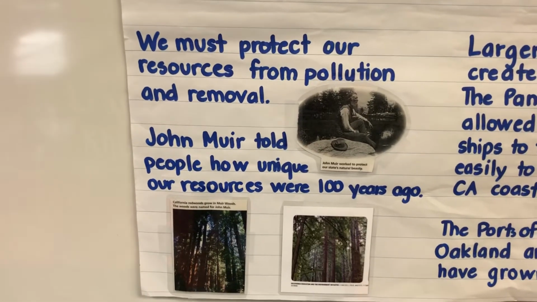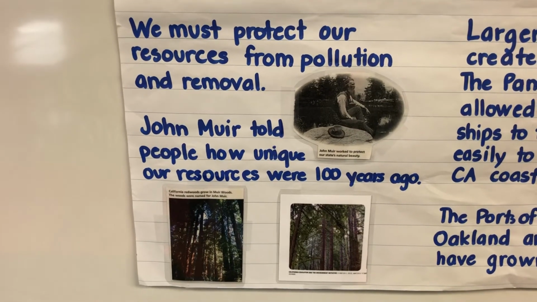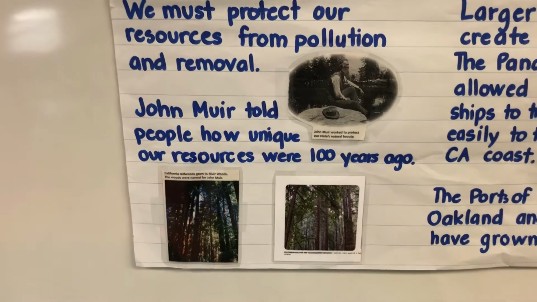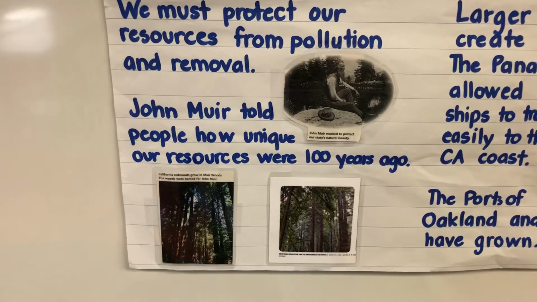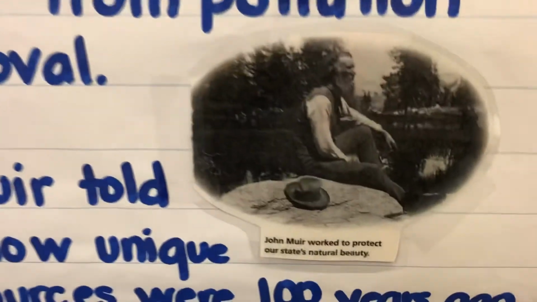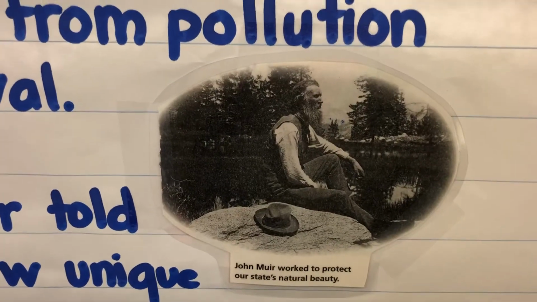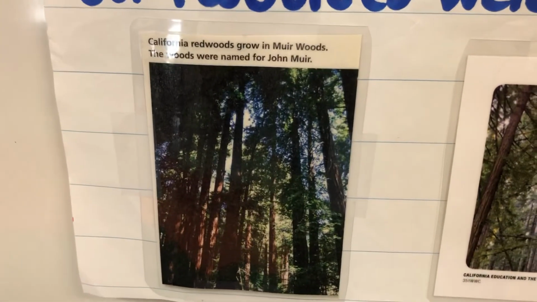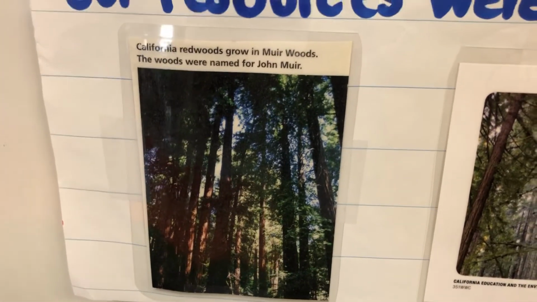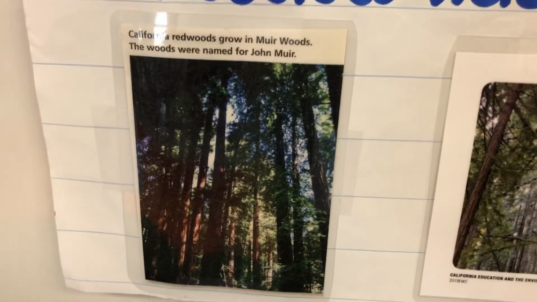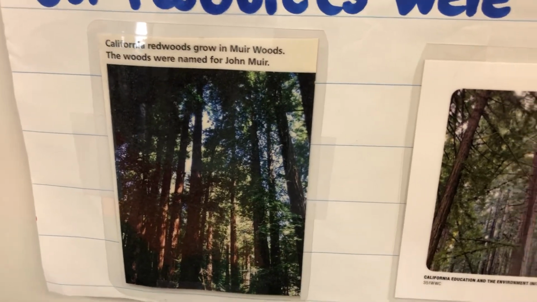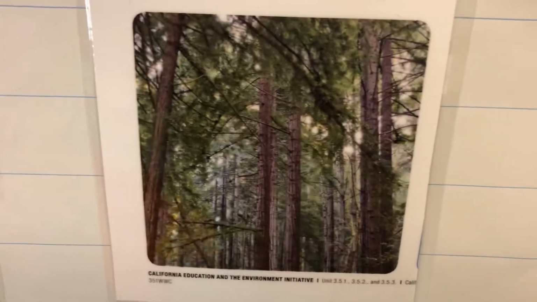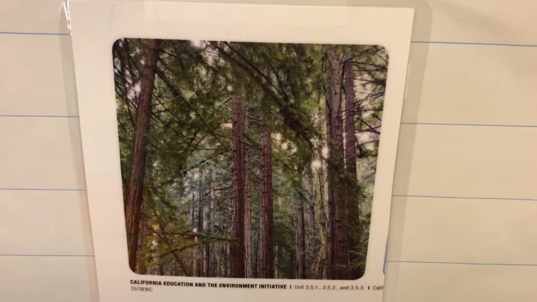One particular man in our state worked hard to try to show Americans how unique our resources are, and his name was John Muir. All right, here he is. Here's John Muir. He worked to protect our state's natural beauty. All right, he really worked hard to protect the redwoods. In fact, there's a famous place called Muir Woods you can visit that's named after him. And of course, here's some other photos of those beautiful trees that we're talking about.